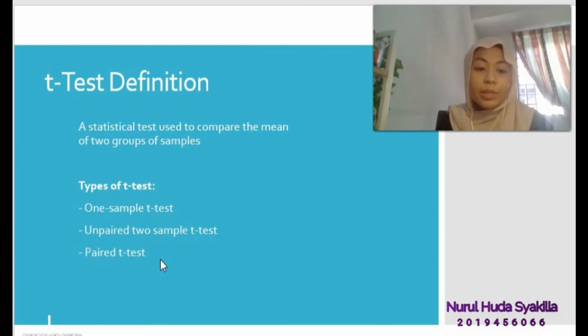The one sample t-test is used to compare the mean of a population with a theoretical value. Next, the unpaired two sample t-test is used to compare the mean of two independent samples. And the last one, the paired t-test, is used to compare the means between two related groups of samples.